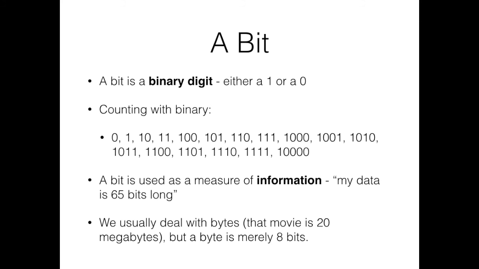So start out with a bit. A bit is a binary digit, either a 1 or a 0. So here, you can see that we can count with binary. Bits started out in their use as a measure of information. So you can say your data is 65 bits long. Usually instead of bits, we use bytes, where a byte is simply 8 bits. And then we use terms like megabytes to mean millions of bytes, or gigabytes to mean billions of bytes. But all in all, they all fundamentally go down to how many bits you have.